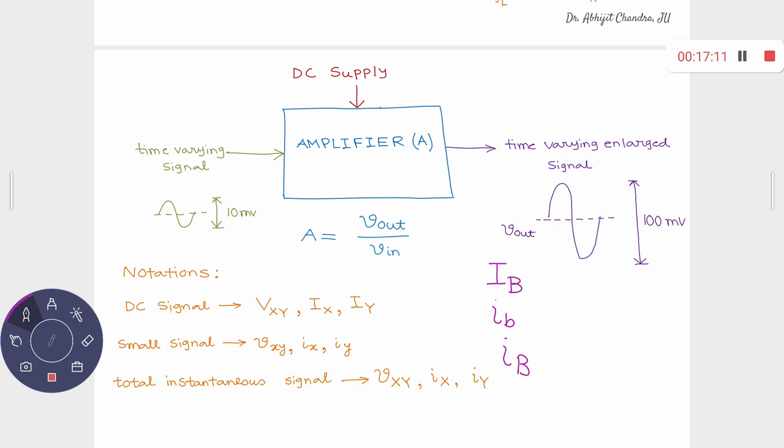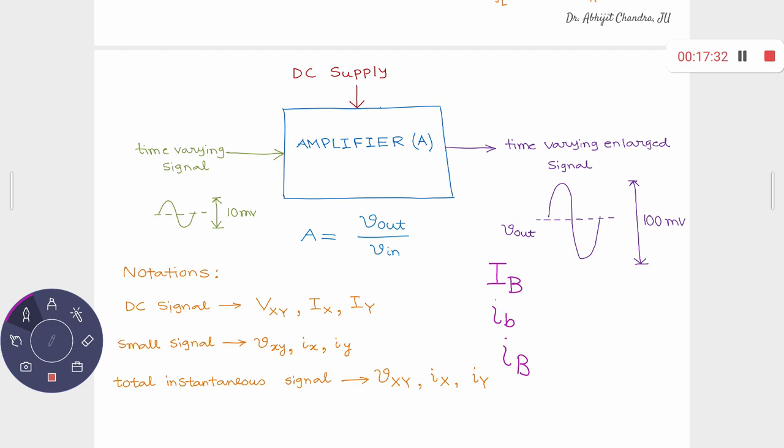What is meant by the total instantaneous? That means you have the DC part as well as the time varying part, the sum of these. It depends whether it contains any DC level or not. If it doesn't contain any DC, that means it's a simple small signal.